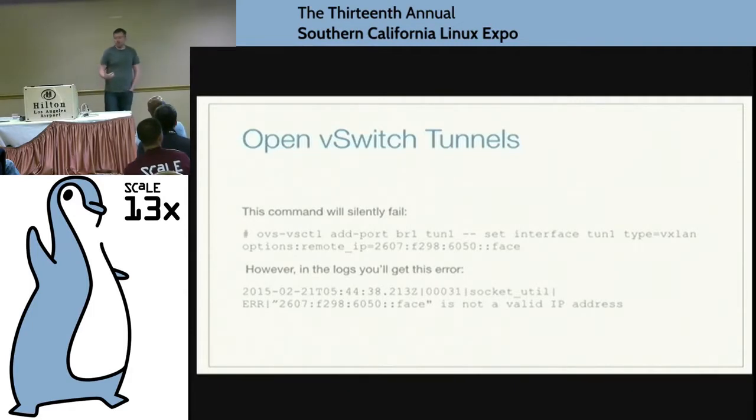For the most part, if you're running the Trusty LTS, that comes with Open vSwitch 2.0.2, which does not allow you to set a remote IP that's not v4. The fun part is the command will silently pass and succeed on the command line until you go digging in the logs and it tells you that that's not a valid IP address.